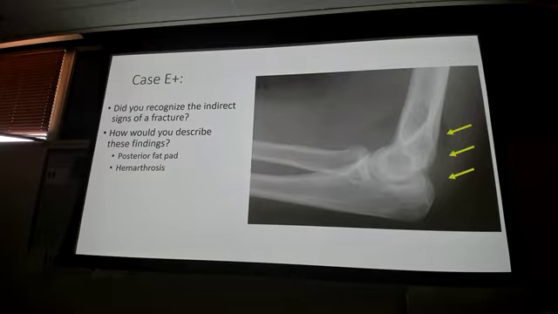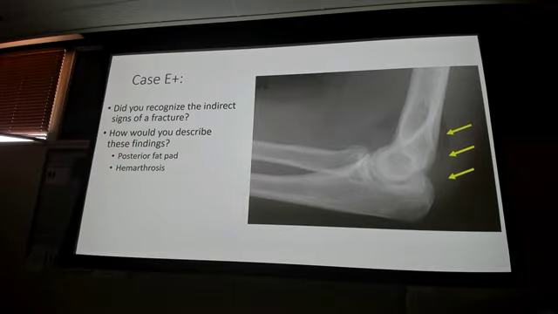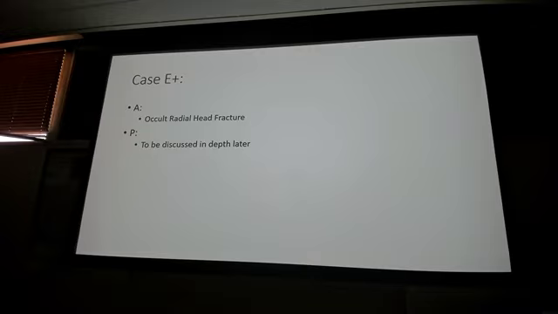What does posterior fat pad mean? Yes, it means fracture, but it's there because of the hemarthrosis. Right? The fracture doesn't cause it. The bleeding from the fracture is what causes the posterior fat pad sign. So that one's an occult radial head fracture. The first one was a real one. Occult just basically means we can't see it. It's real.